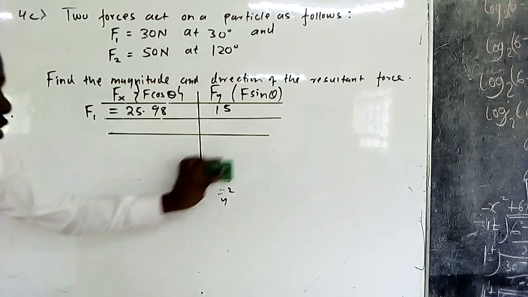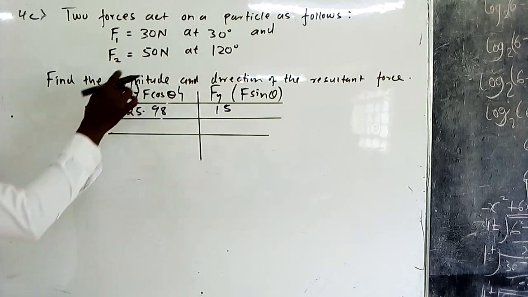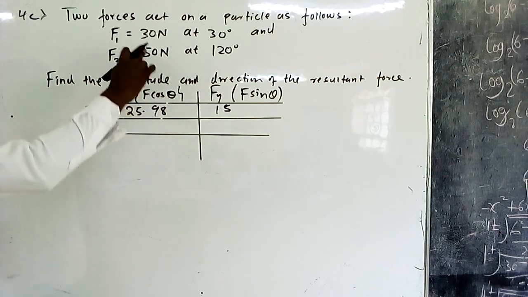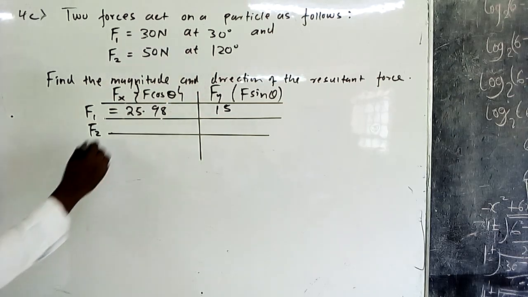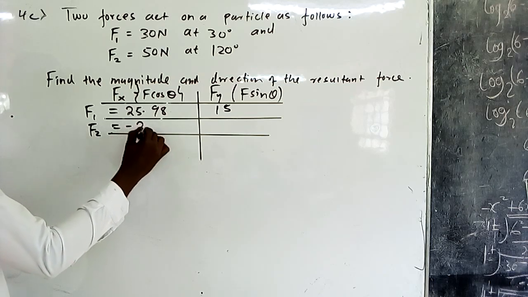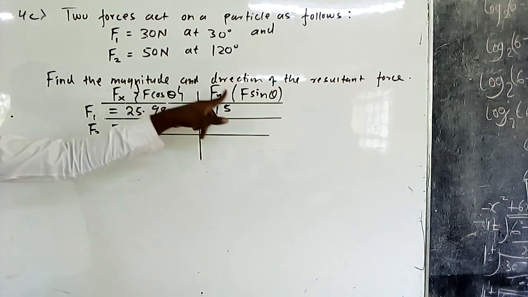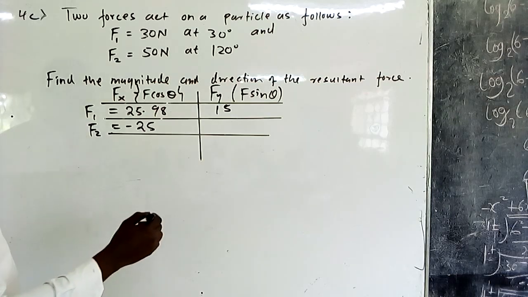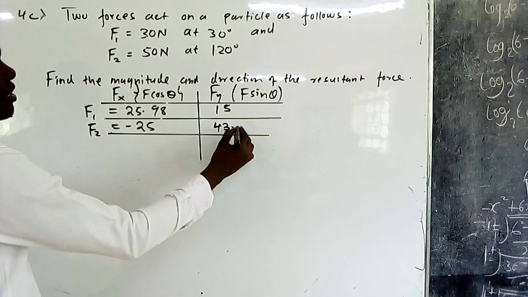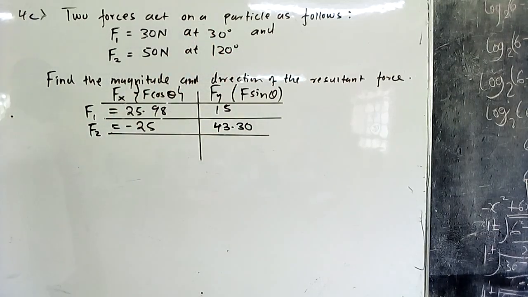You move to the second force, that is F2. What is the x component of this force F2? It is f cos theta, meaning 50 cos 120 degrees, isn't it? What do you get? Negative 25. Good, then you are done. What is the y component of this force? That is f sin theta, 50 sin 120 degrees. You get positive 43.30. And remember, you are dealing with degrees, meaning the calculator must be in D mode.